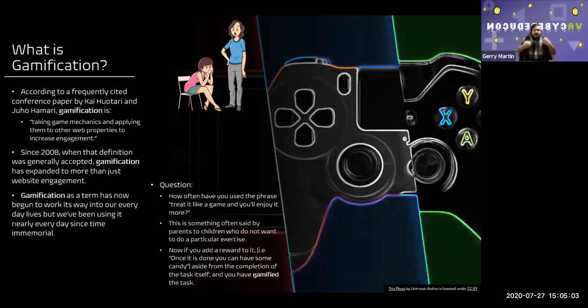So for instance, how often have you used the phrase, treat it like a game and you'll enjoy it more? I know that I've had that spoken to me by my parents. I've heard teachers saying that to younger students. Any kind of job that you can do, if you treat it more like a game, you will probably do more with it, because all of a sudden the idea of the drudgery and monotony of work is replaced with something that's, in your mind, fun.